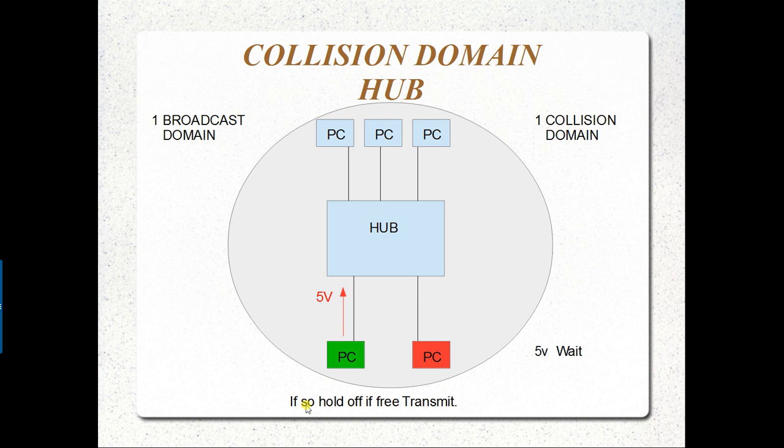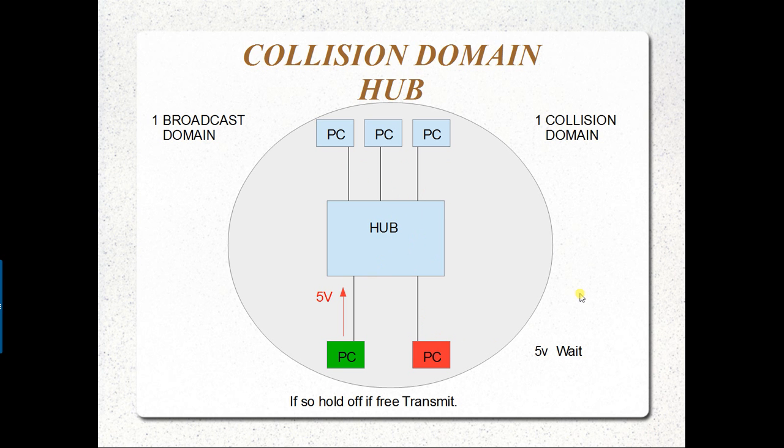But if there is a transmission on the line, hold off. So this PC is transmitting, and this PC wants to transmit. So he senses this line, and now remember, this is a hub. This 5 volts is going to be everywhere. It's not just here. It's on these lines, it's on this line, it's on his NIC card. So he measures that on the NIC card, and he says, oh, there's 5 volts. Somebody's already talking. So he just holds off. He has to wait.